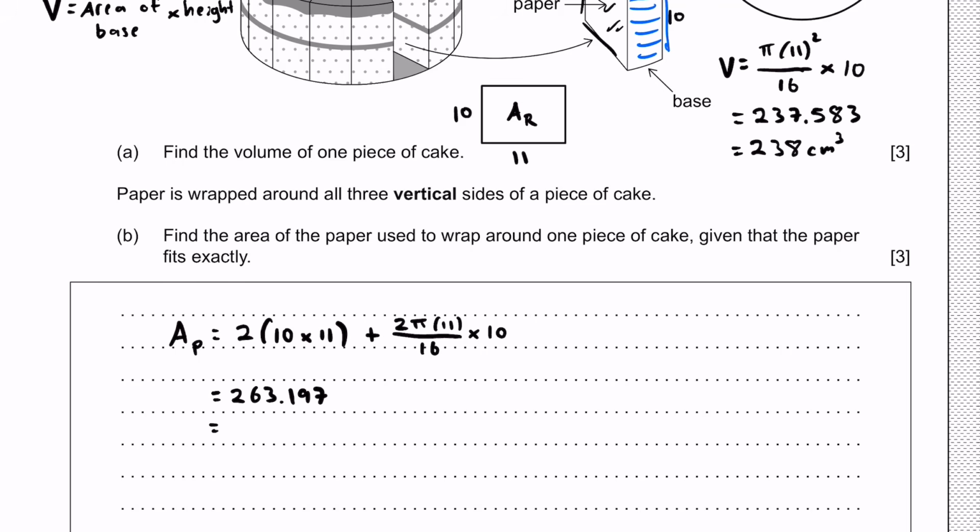263.197 to 3 sig figs, 263 centimeters squared.